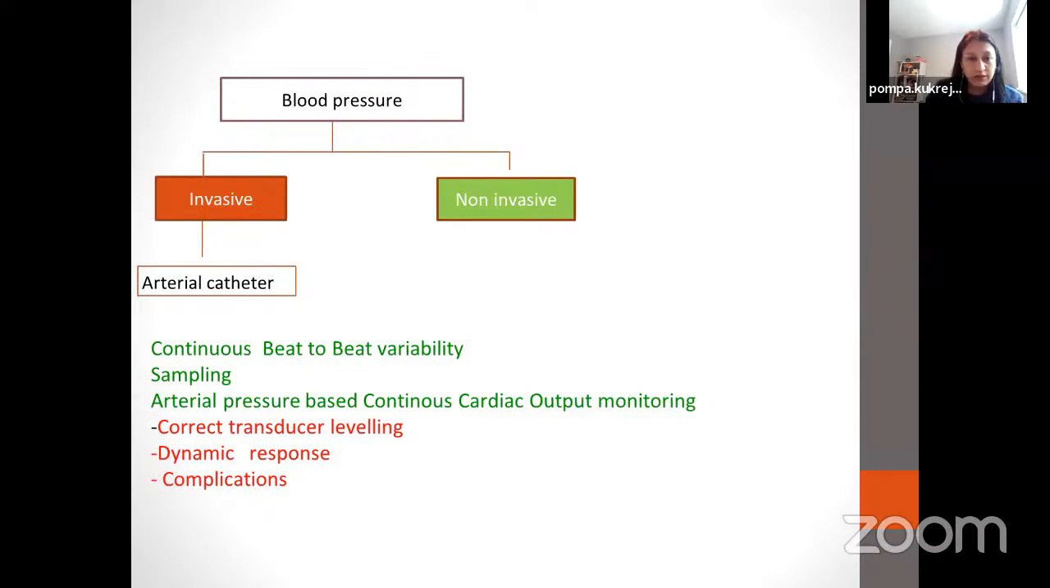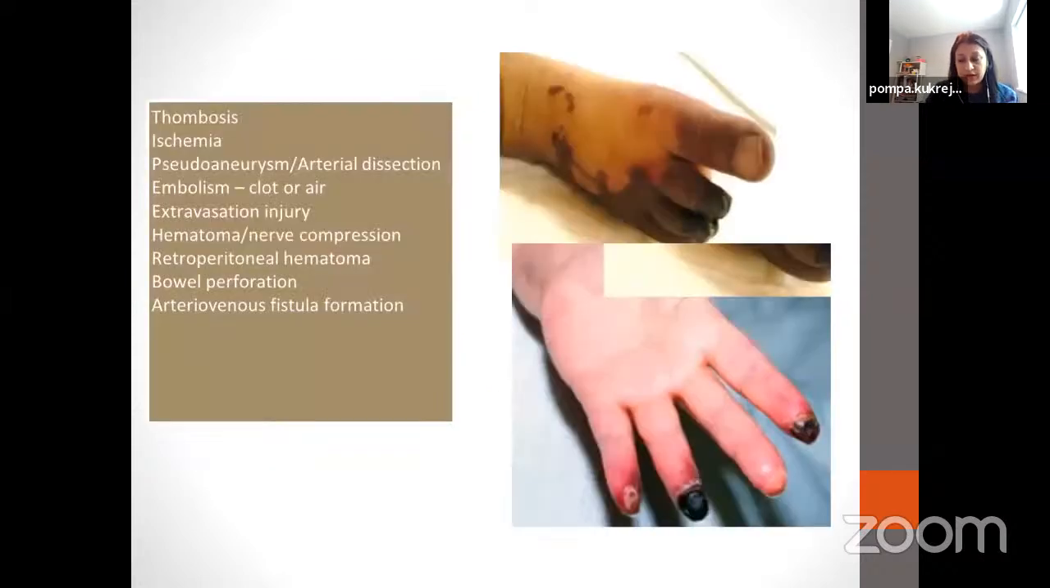Now, coming to the advantages, obviously, as I already alluded to, it gives you beat-to-beat variability. It's helpful in sampling. And also nowadays you can give a continuous cardiac output monitoring. The important things are to check the dynamic response, as we have already alluded to, make sure your transducer is leveled. And then children have small arteries.